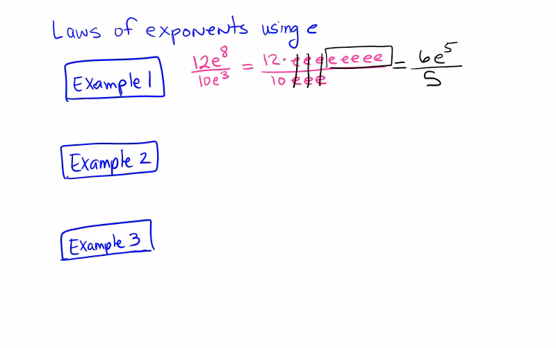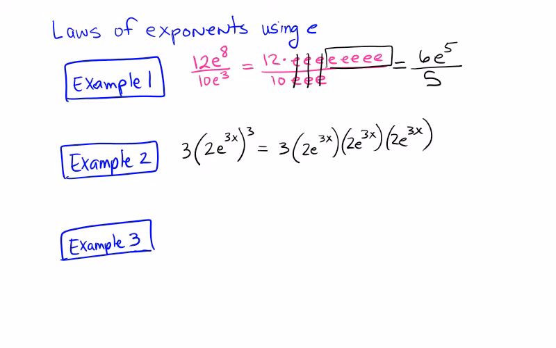So now let's use another example. We're going to do 3 times 2e to the 3x, all to the 3rd. So what does that mean? Well, that means we're going to have 3 in front times 2e to the 3x times 2e to the 3x times 2e to the 3x. So what's inside the parentheses, we are writing down 3 times because of that exponent.